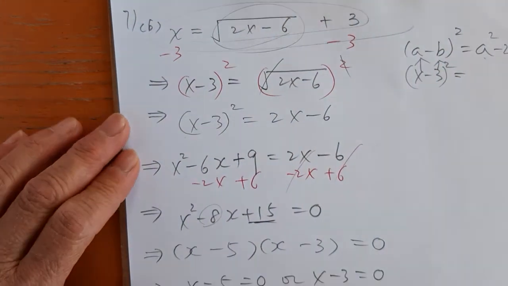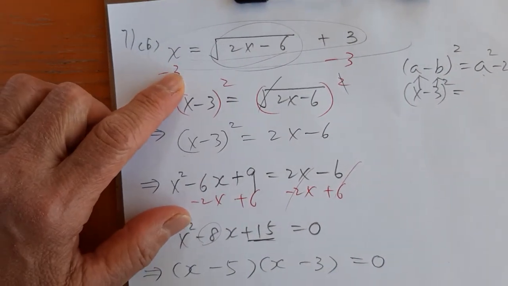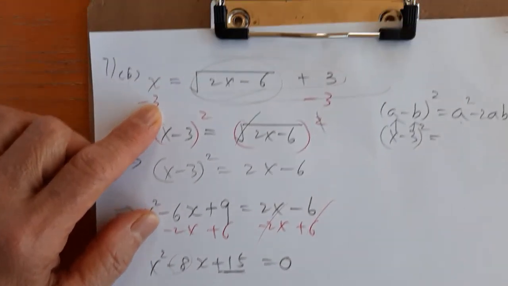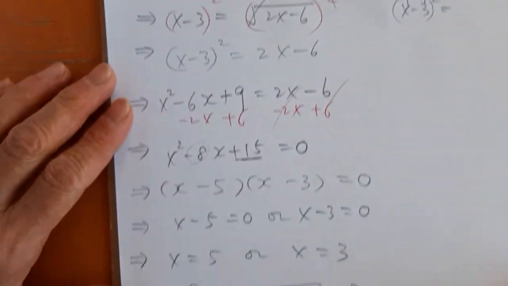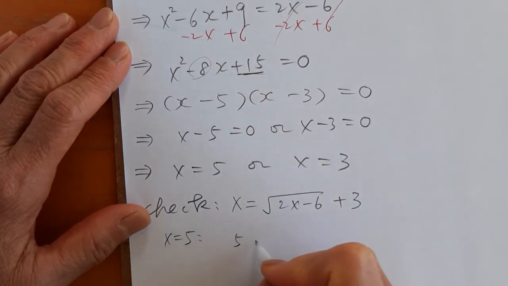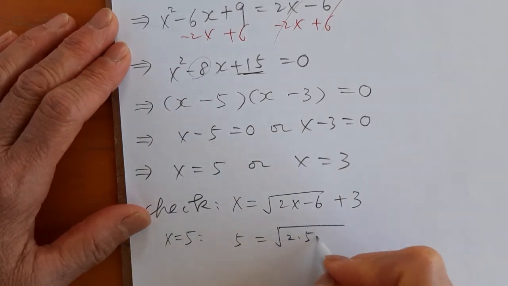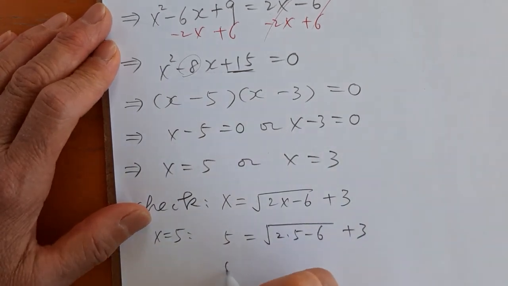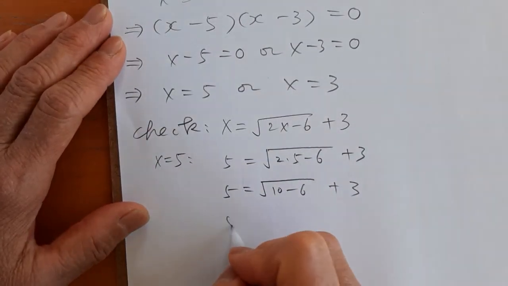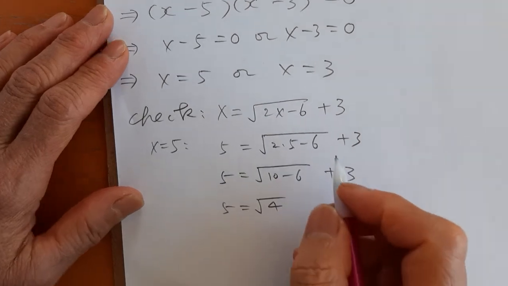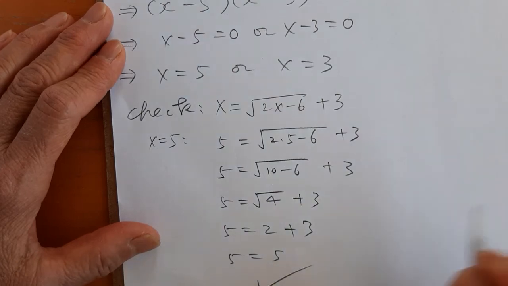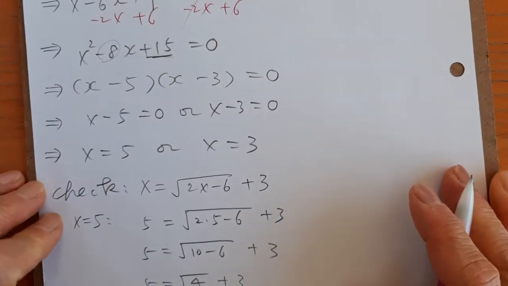The original equation is x equals square root of 2x minus 6 plus 3. Check with the original radical equation. First of all, x equals 5. Plug it in: 5 equals square root of 2 times 5 minus 6 plus 3. 5 equals 2 times 5 is 10, minus 6 is 4, square root is 2, plus 3. So 5 equals 5. It checks. So x equals 5 is a solution.